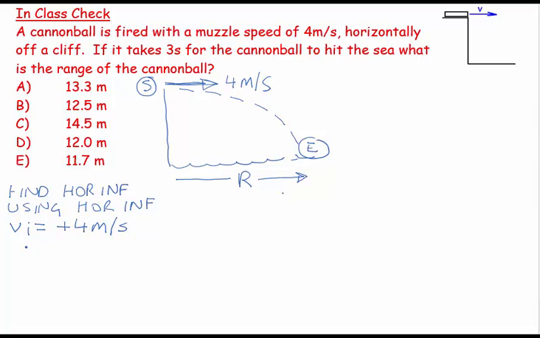And I know that my delta t, my time for my journey during this projectile motion, is 3 seconds. And I know that my acceleration in the horizontal direction is 0 meters per second squared. Now, sometimes people put down minus 10 meters per second squared because they get used to associating minus 10 with acceleration. But in these problems, you have to carefully distinguish between horizontal information and vertical information.